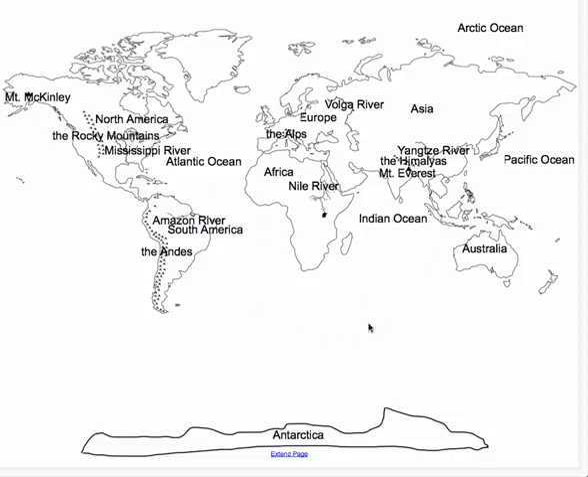So looking at this, this is your map of the world, placing all of the continents, rivers, oceans, and mountains in their proper places, exactly what you're going to have to do for the geography test tomorrow. Hope you enjoy and practice looking at this so that you can know where places go.